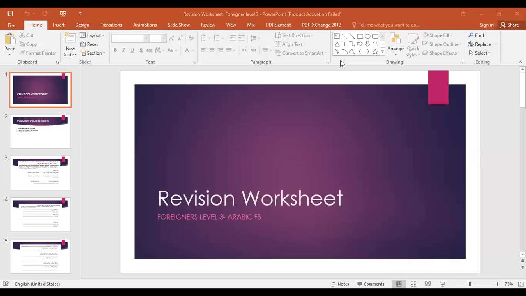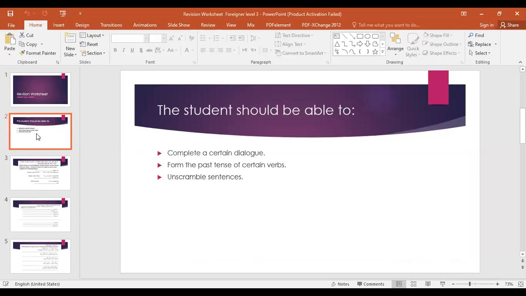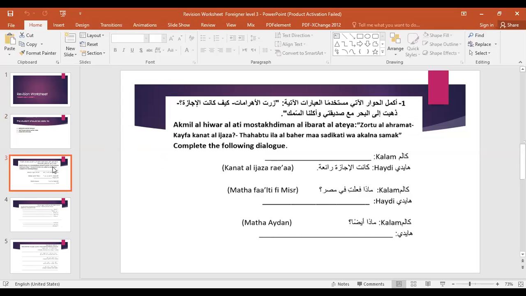Actually, let's start by introducing first the objectives. The student should be able to complete a certain dialogue, form the past tense of certain verbs, and unscramble sentences. Now, the first question here, what's the first question?